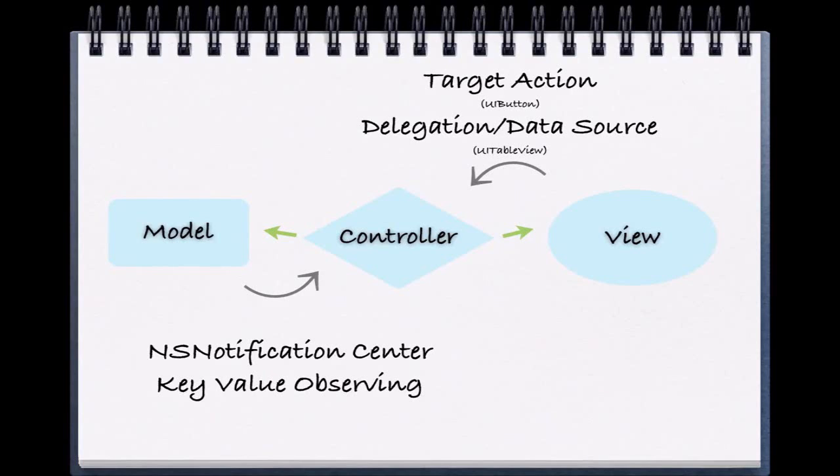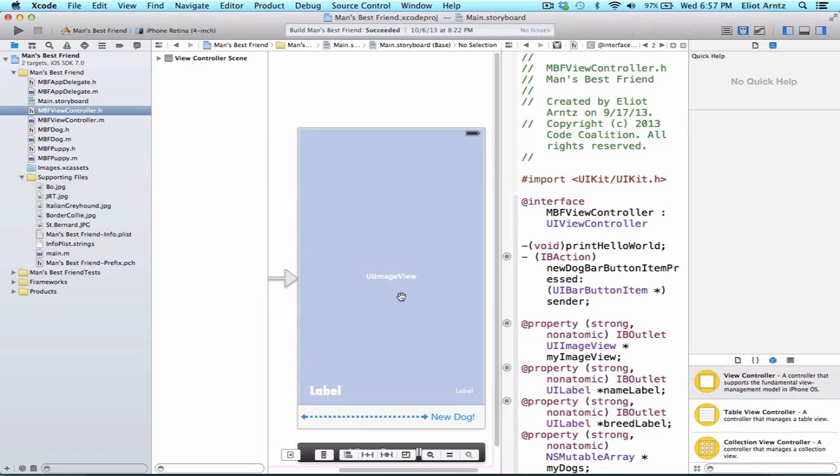So how do our objects of the model, view, and controller camps talk to one another? Well, the view controller is in charge of communication, so it can speak freely to the model and the views. The green arrows denote this. I've gone ahead and opened up our Man's Best Friend application that we worked on earlier so we can highlight a few examples of MVC.